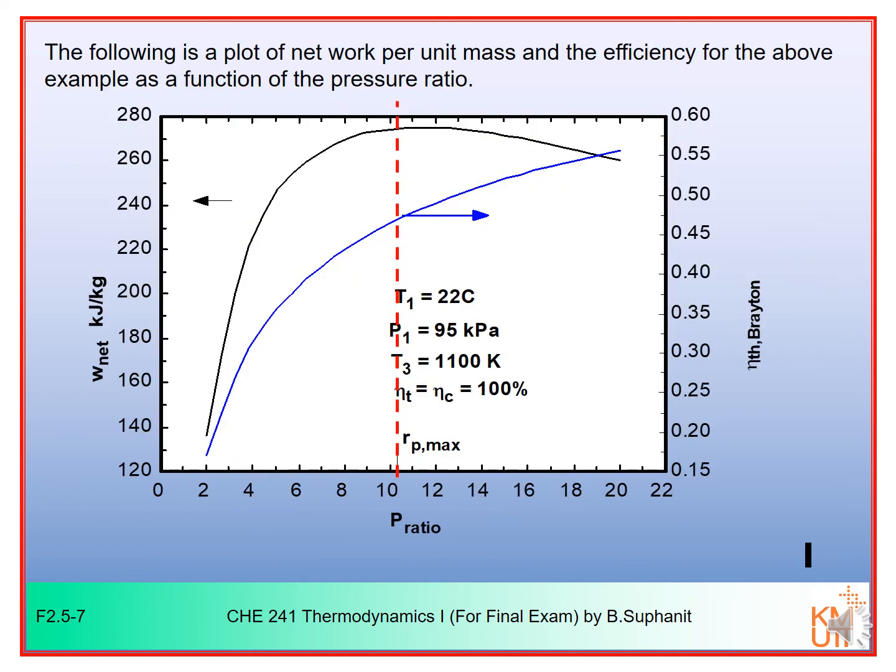At the given operating conditions, the pressure ratio which can give maximum net work output is around 10. Increasing the pressure ratio further above Rp max work will start to decrease the net work output. However, the Brayton cycle efficiency will continue to increase further, but at a lower rate with respect to the change in the pressure ratio.